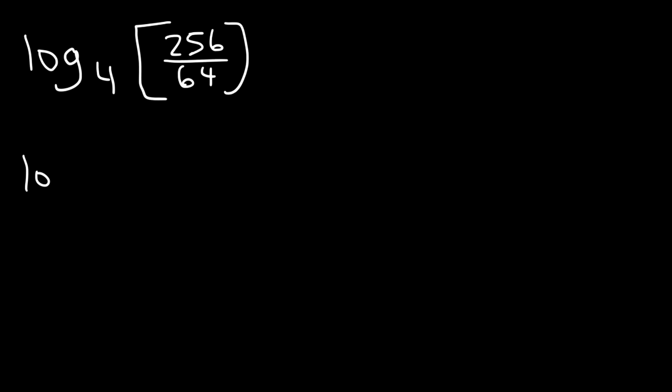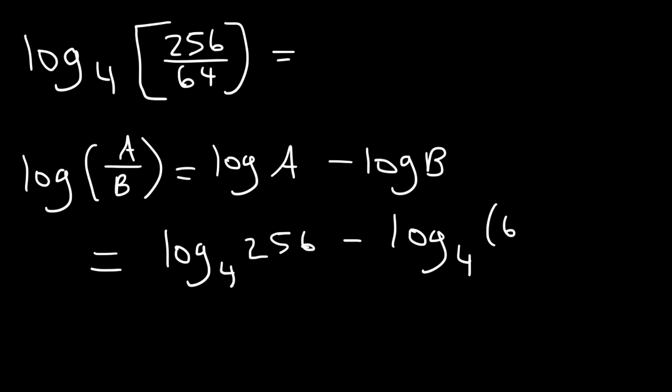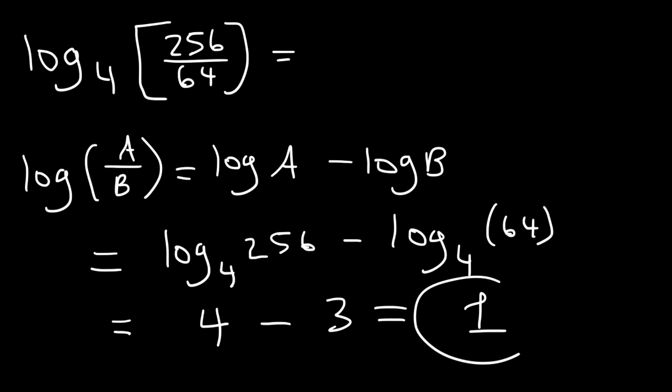Now what about division? What is log base 4 of 256 divided by 64? Using the quotient rule, log of a divided by b is equal to log a minus log b. So this is going to be log base 4 of 256 minus log base 4 of 64. 4 to the 4th power is 256, and 4 to the 3rd power is 64. And 4 minus 3 is 1. And so that's going to be the answer.